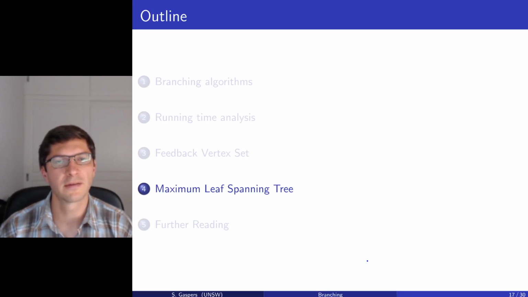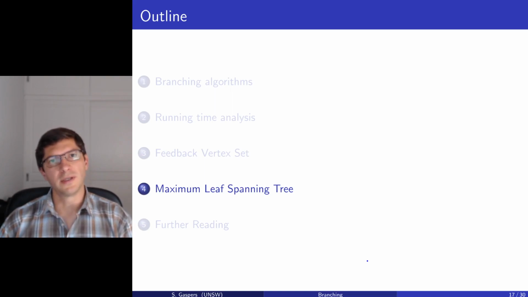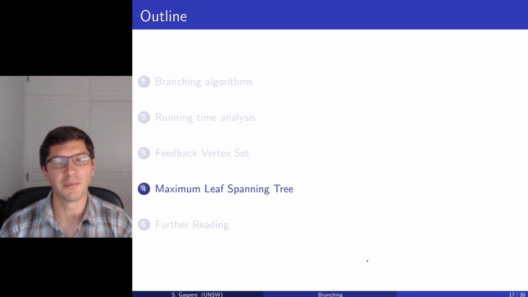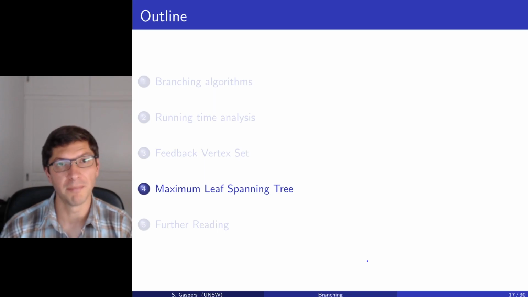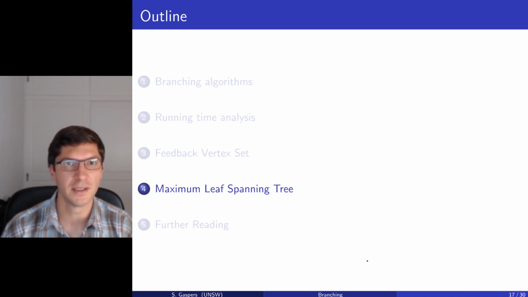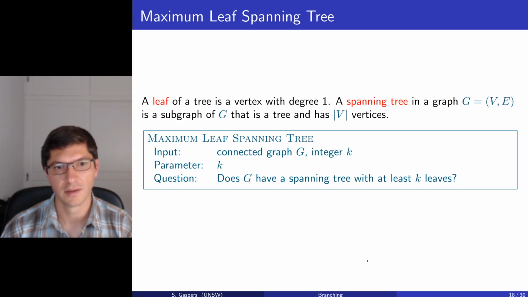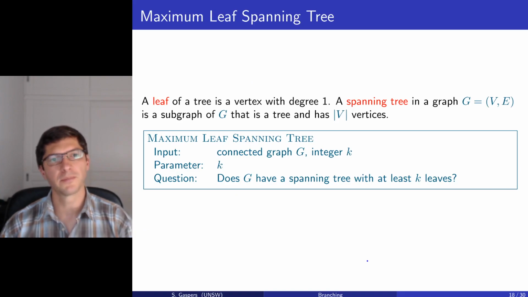Next, we consider the maximum leaf spanning tree problem. A spanning tree is a beloved polynomial time solvable problem, but many variants turn out to be NP-complete. Here we are looking at one such variant.